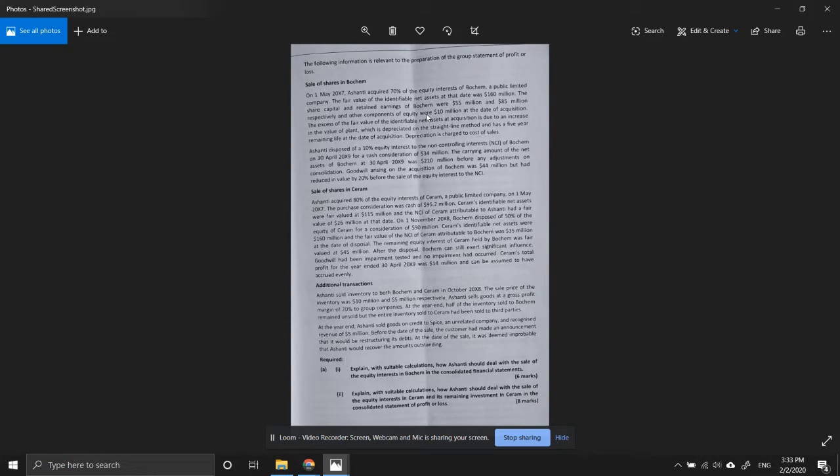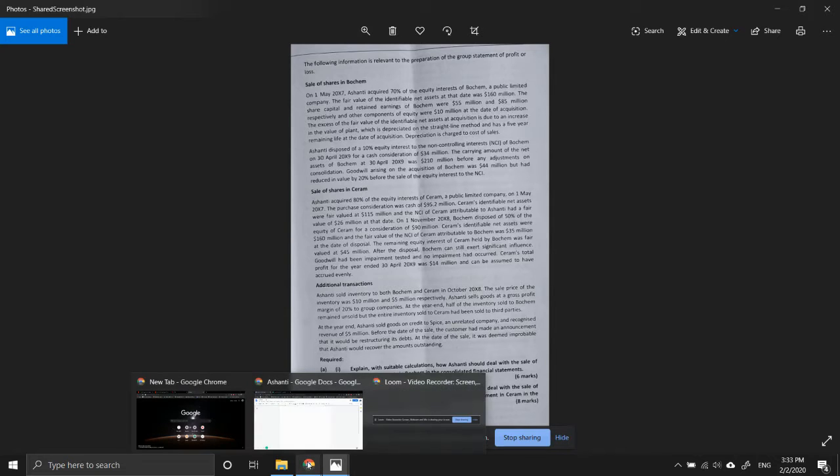Ashanti acquired 70% of equity interest in Bochem. The net assets were 160 million. The share capital, retained earnings were this, and OCE, other component of equity, was 10 million at the date of acquisition. The excess of the fair value of the net identifiable assets is due to an increase in the PPE, which is depreciated on a straight line basis, has a 5 years remaining lifetime. At the date of acquisition, depreciation is charged to cost of sales. Ashanti disposed of 10% equity interest in the non-controlling interest of Bochem on 30th April 20x9 for a cash consideration of 34 million. The carrying amount of the net assets of Bochem at 30th April 20x9 was this. The goodwill arising on acquisition of Bochem was 44, had a reduced value of 20, right?